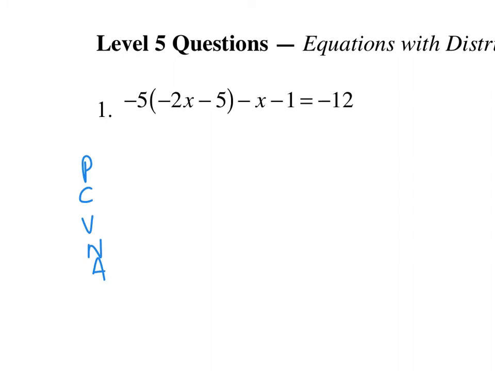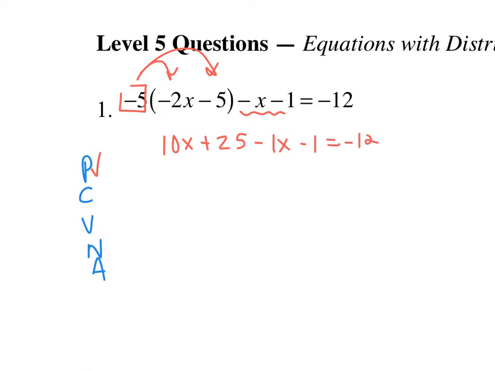And what we have to do is distribute our negative 5 to both terms. So we distribute our negative 5 to our negative 2x and our negative 5. Negative 5 times negative 2x is a positive 10x, because a negative and a negative make a positive. Negative 5 times negative 5 is positive 25. And then I just have my minus 1x minus 1. I'm going to put a 1 in front of it to make it easier for myself, and that's all equal to negative 12.